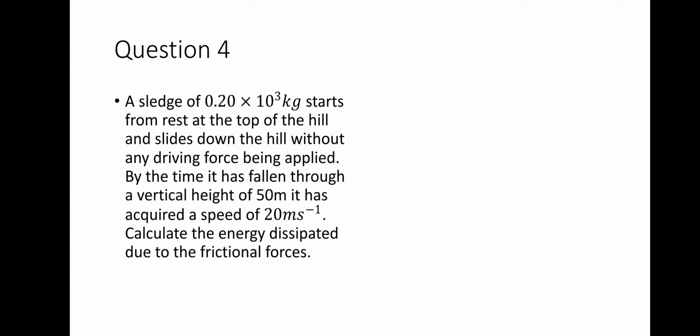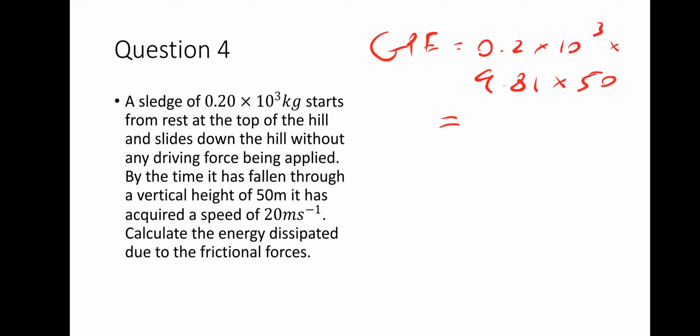It's quite simple on this. We just need to calculate the loss of gravitational potential energy and then compare it to the kinetic energy. The difference between will be the loss. So the GPE is mgh, so we need to do the mass, 0.2 times 10 to the 3, multiplied by 9.81 times the vertical height of 50 meters. That gives us a GPE of 98,100 joules.